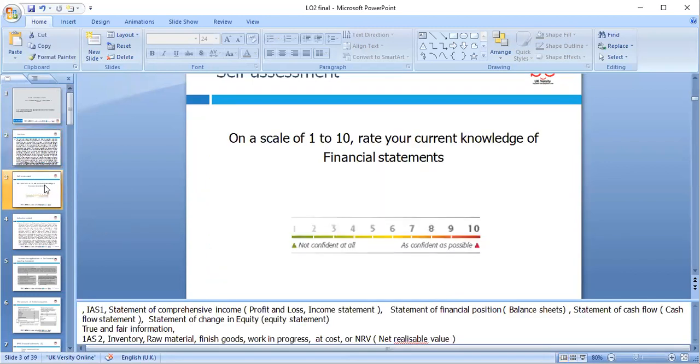It is always good to check your current knowledge at the moment, on a scale of 1 to 10. Please spend 2 minutes to reflect on what you know about financial statements.